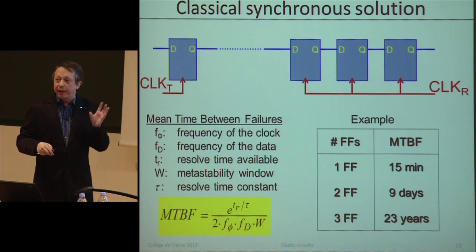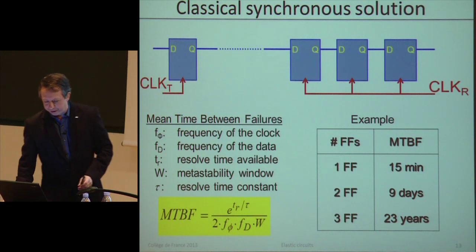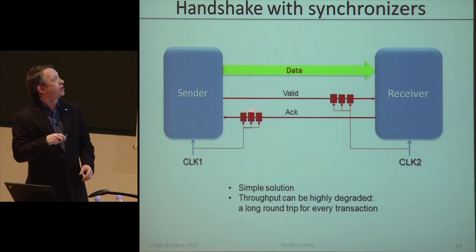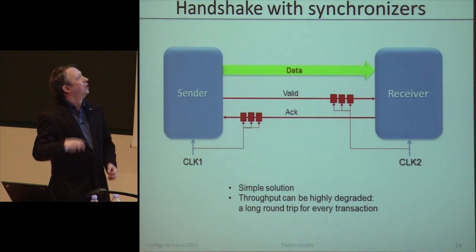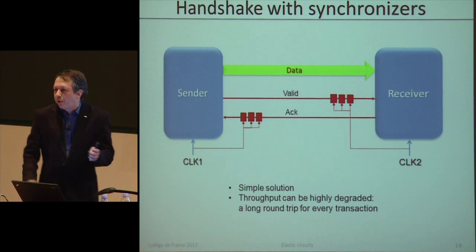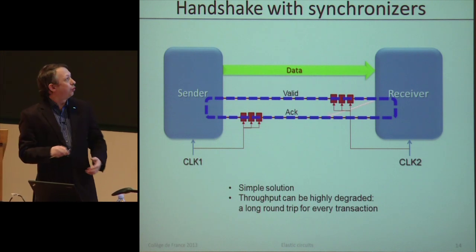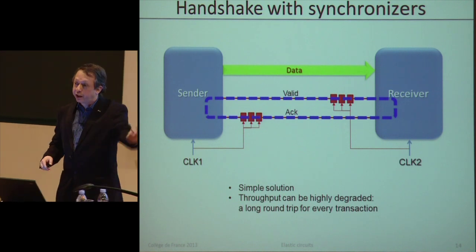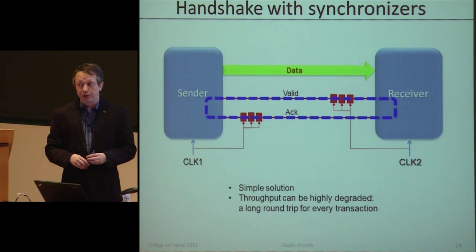So the rule of thumb today is to put 3, 4 flip-flops in the current technologies, just to read this reliably. So that's the solution. We have the handshake signals, and now we put synchronizers on these control signals that determine the validity and the acknowledge of the data. Okay? That's a simple solution, but it has a problem with the throughput. Each time we want to send data, we need to wait for 3, 6, maybe 7, 8 cycles to send new data again. So that has a very bad impact on throughput.